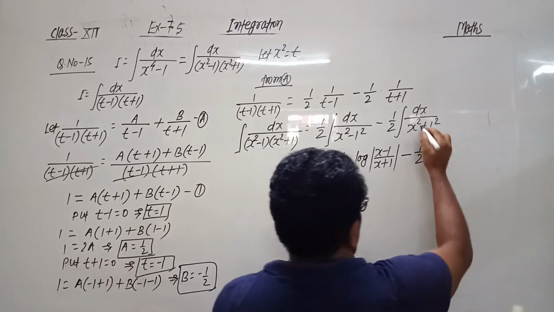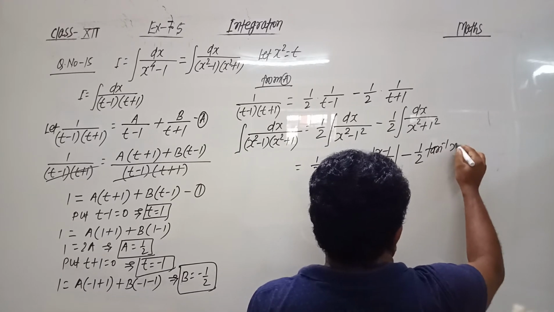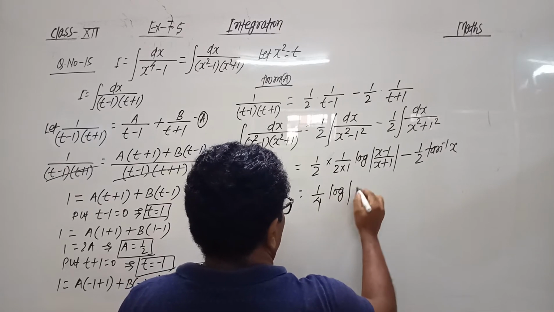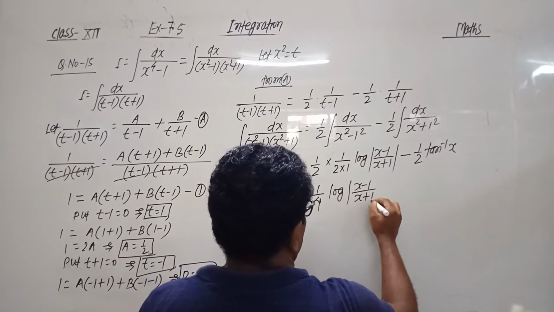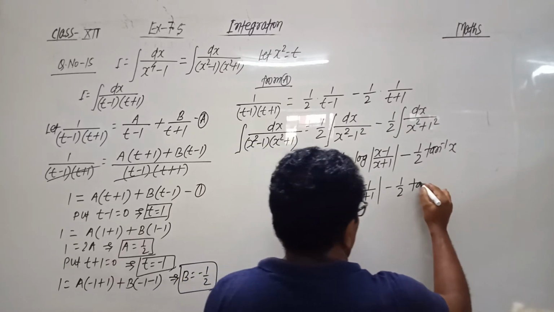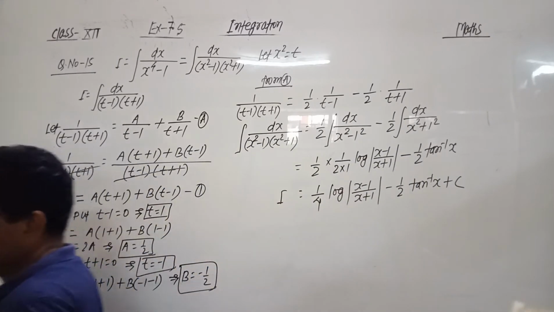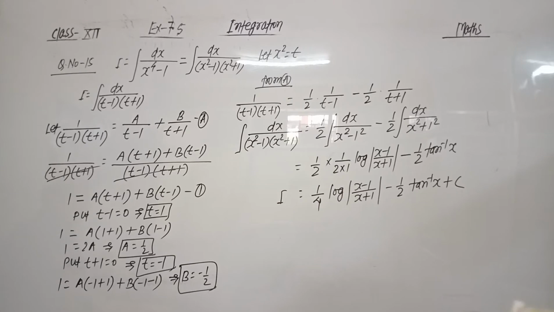Then minus 1 by 2. This is the formula for tan inverse x by t. So we get the result 1 by 4 log x minus 1 upon x plus 1 and minus 1 by 2 tan inverse x. This is the final result: 1 by 4 log x minus a upon x plus a minus 1 by 2 tan inverse x by 1, and the value of a is 1, so it becomes 1 by 2 tan inverse x plus c.